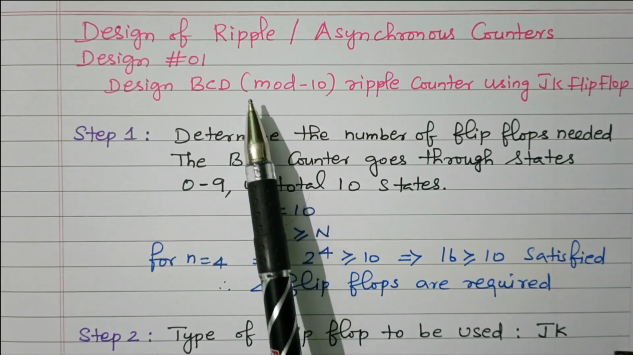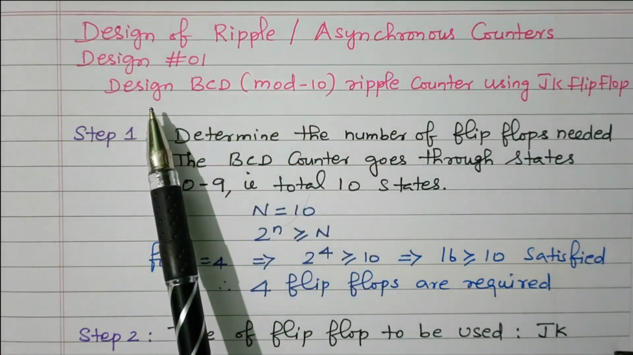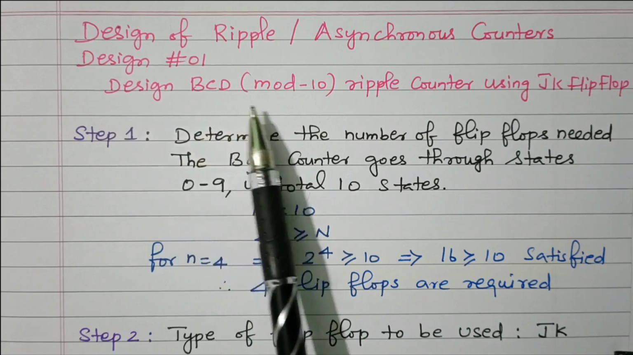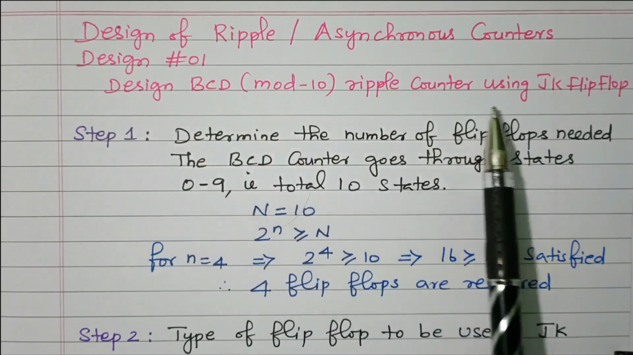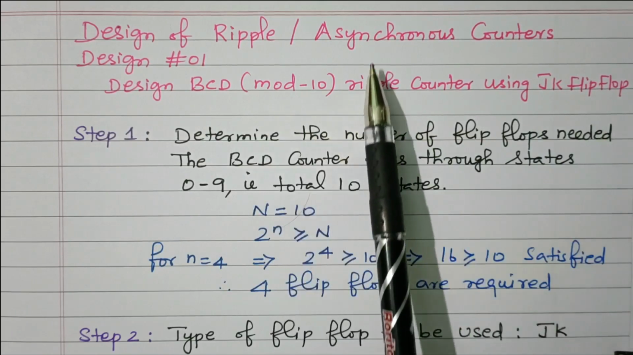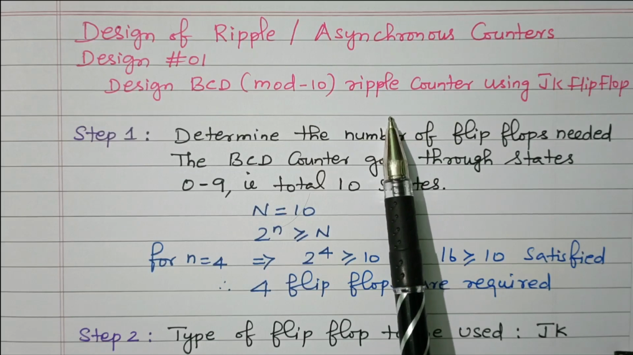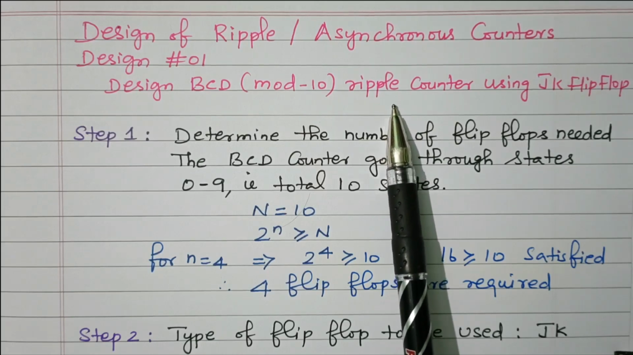Now we'll go to the topic, design of ripple or asynchronous counter. The first design is: design a BCD mod 10 ripple counter using JK flip-flop. Ripple or asynchronous counter means the operation is not synchronized. Synchronous counter means all the flip-flops are given the same clock pulse.